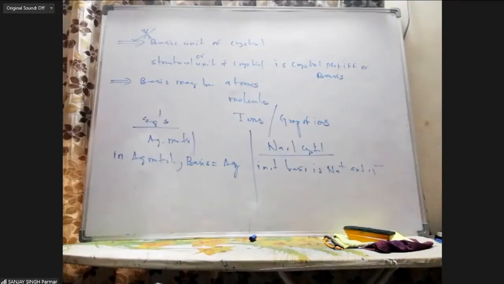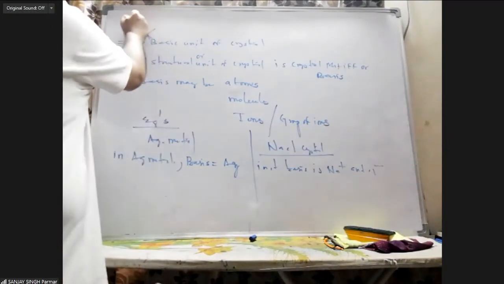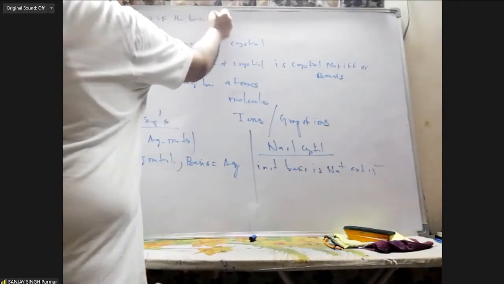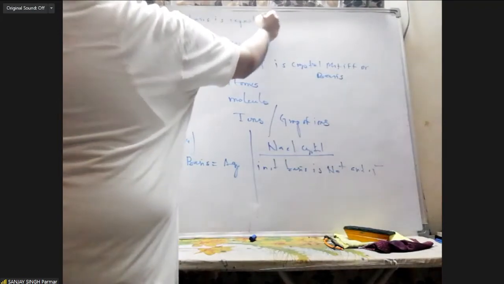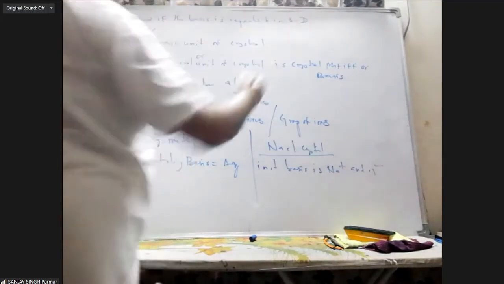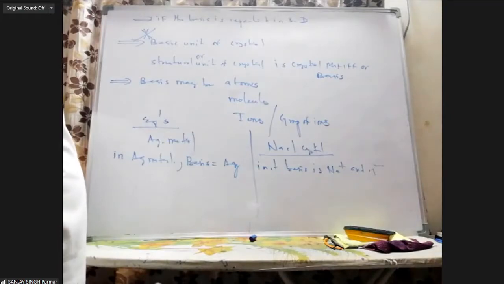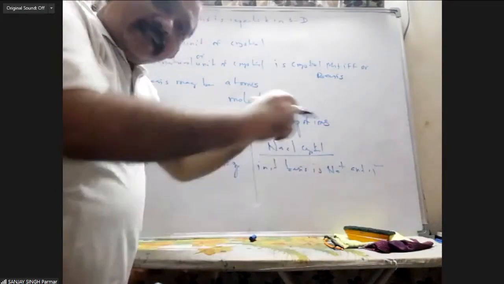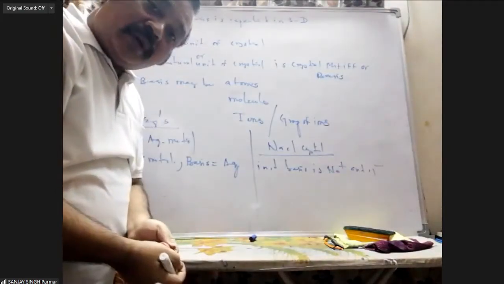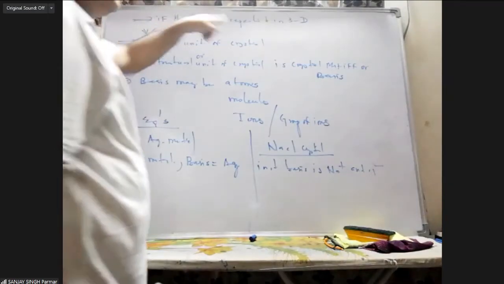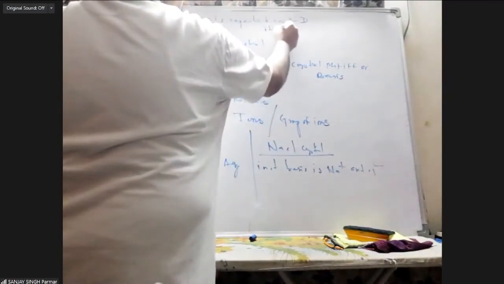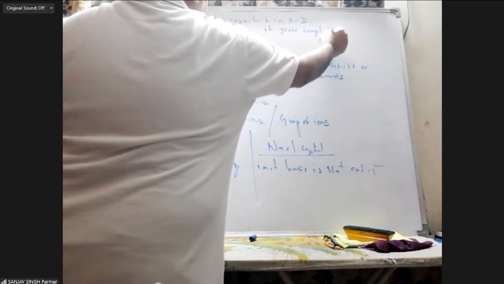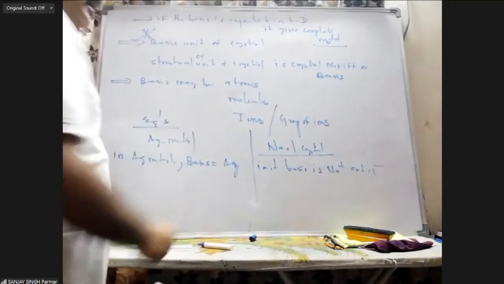A crystal contains the basis. If the basis is repeated in three dimensions, for example NaCl, NaCl, that is called three-dimensional repetition. If the basis is repeated in 3D, it gives a complete crystal.